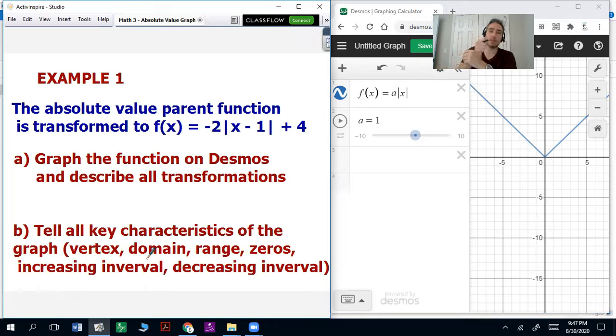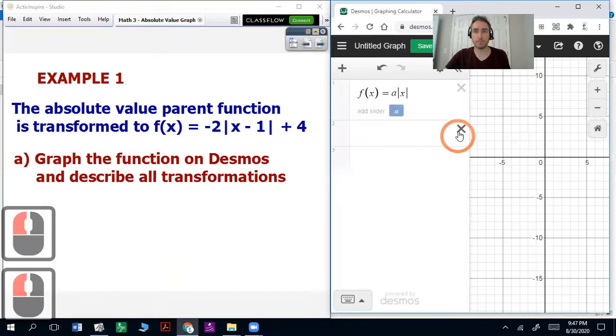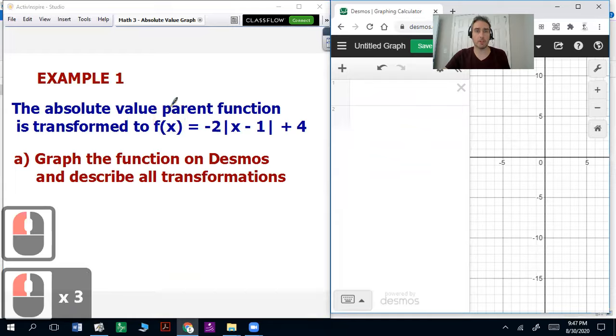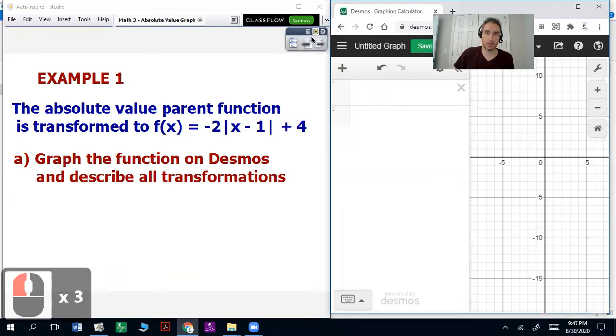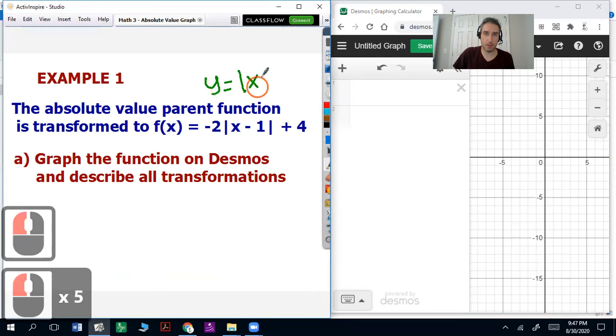What's the vertex? Is it a min or max? What's the domain? What's the range? What are the zeros? Does it have an increasing interval? What's the decreasing interval? Describe all that information. So for the first part, type it in Desmos. Remember, the parent function is y equals the absolute value of x. So anytime you're comparing it, that is what you want to visualize, okay?